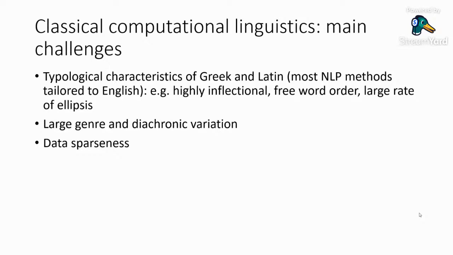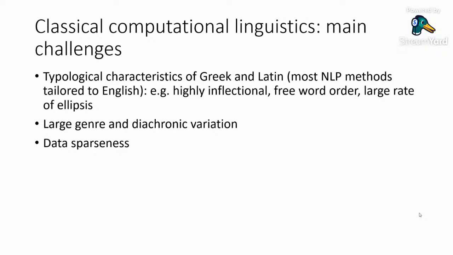And then we also have, of course, the enormous genre and diachronic variations. Many methods for modern language typically use things like newspaper data or Wikipedia data, so very homogeneous data. But for Greek and Latin, our data is far more diverse, both genre-wise and diachronically, sometimes also dialectically, and so on. And then, I already mentioned this a couple of times, there is a problem of data sparseness.